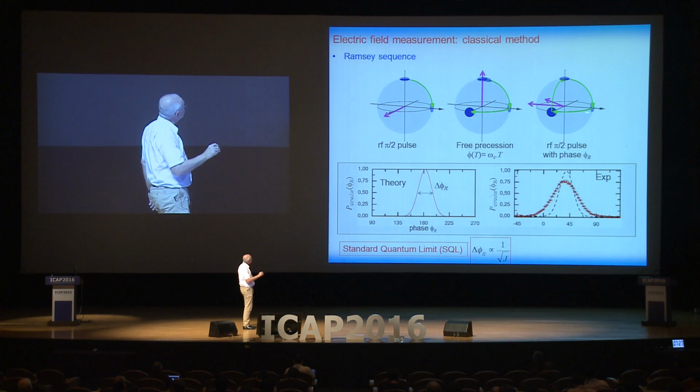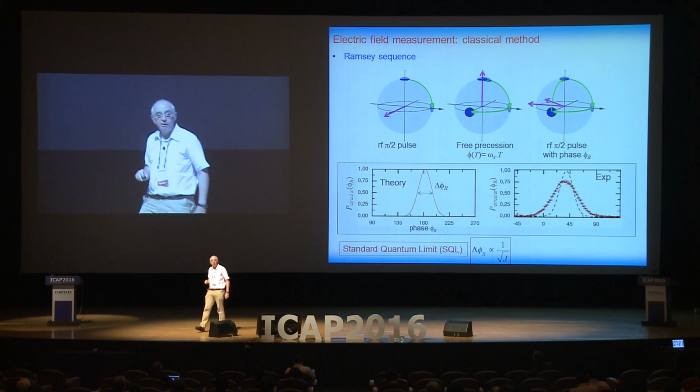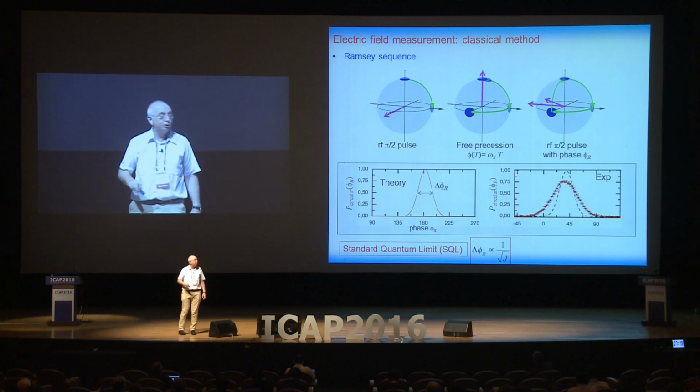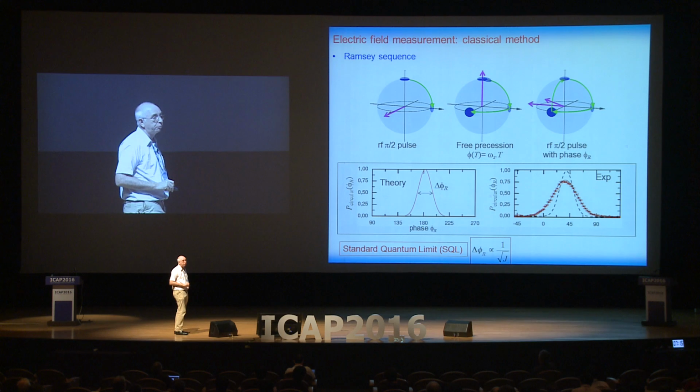The precision with which we can measure this phase is of the order of the phase uncertainty on the position of a spin, and the phase uncertainty on the position of a spin is well known to be, in relative value, 1 over square root j.